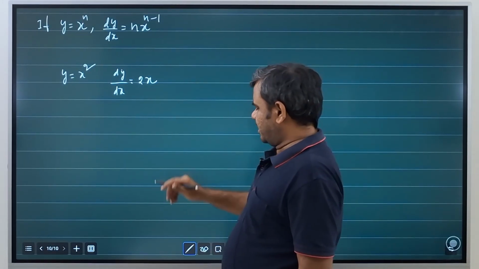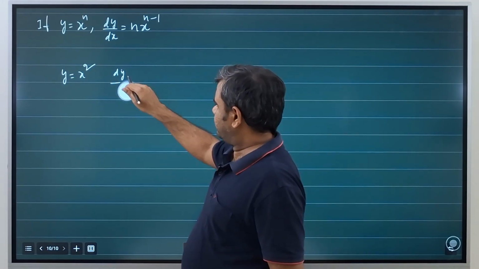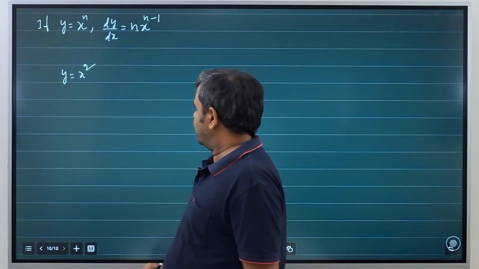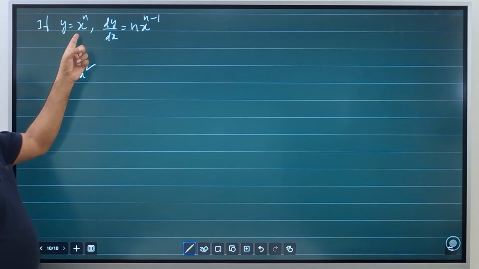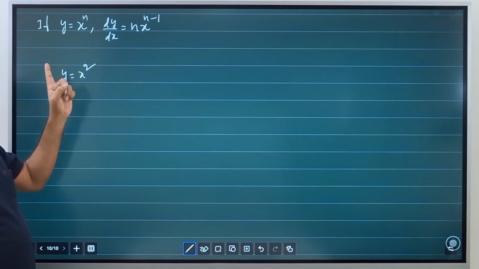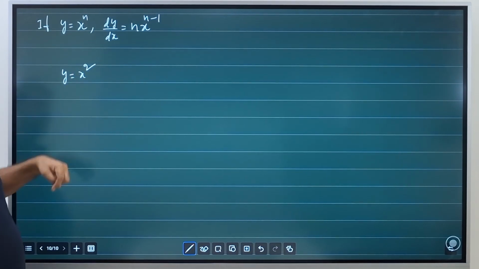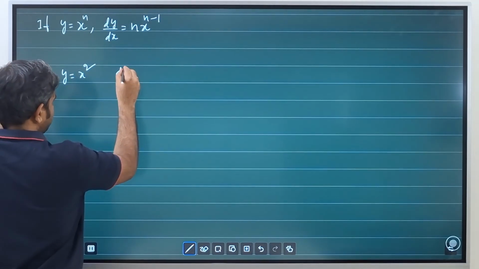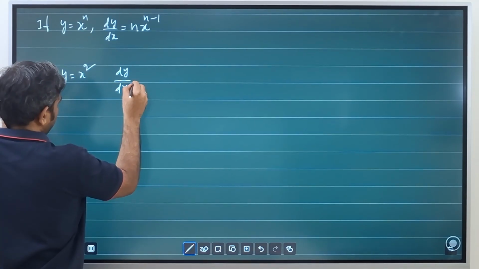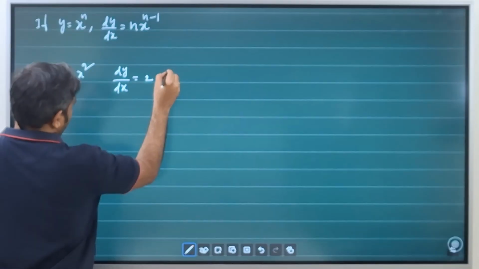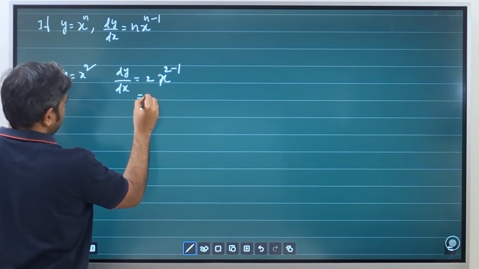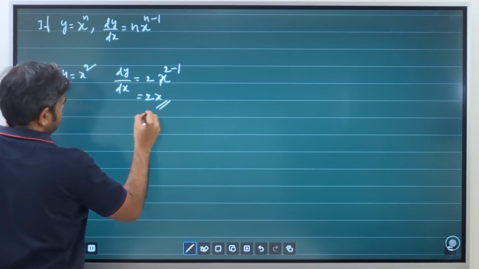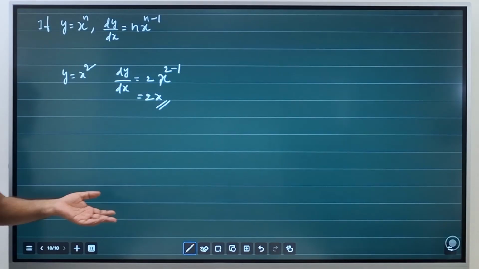Apply this formula, you will get the same thing. If you apply this formula, here what do we have in place of n? x power n. This is x square or x power 2. We have 2 in place of n. So dy by dx is equal to 2 into x power 2 minus 1, or 2x. This is dy by dx. We also did it for x cube.